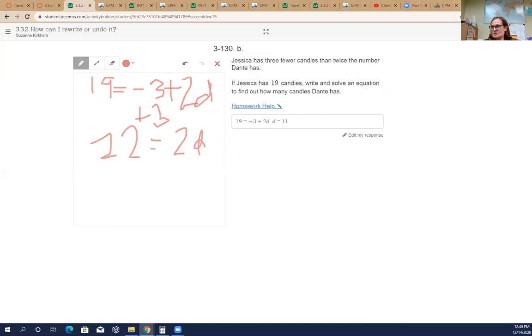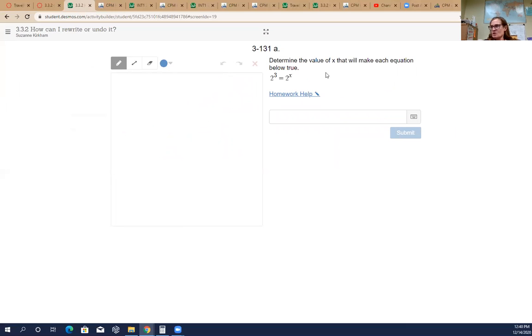Okay, these last ones are pretty quick. Determine the value of X that will make each equation true. We've got this equation that says 2 to the third, and this other equation that says 2 to the X, and we just need to solve for X. So if 2 to the third power equals 2 to the X power, X would equal 3. Yep, X equals 3. Does that make sense, Hayden? Jackson still isn't here.